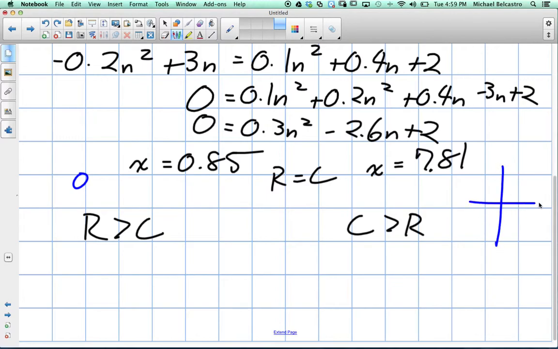We know that our x-intercepts are at 0.85 and 7.81, right? And because the a value is positive, we know it must go down and up like this. This is our new profit function, okay? So technically, they put 0 is equal to, but this is our new P at n. This is our new profit function, okay? P at n is equal to this.